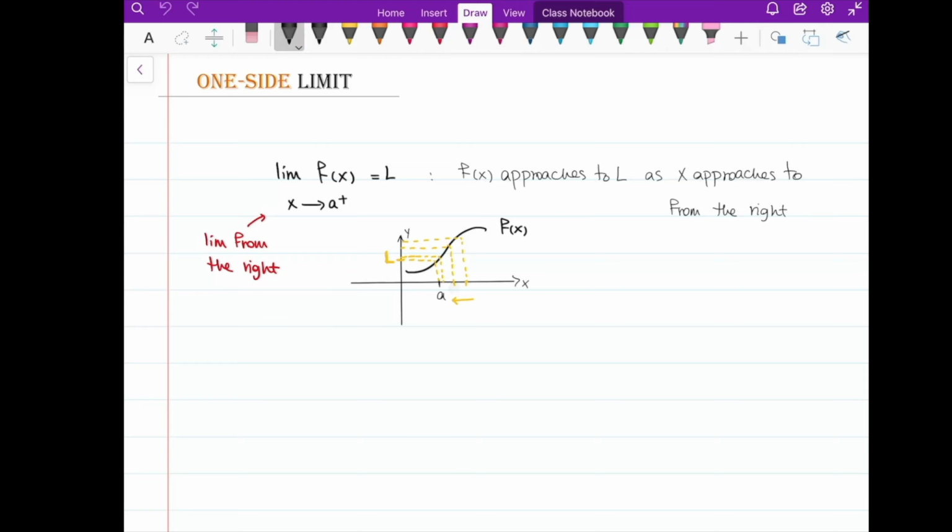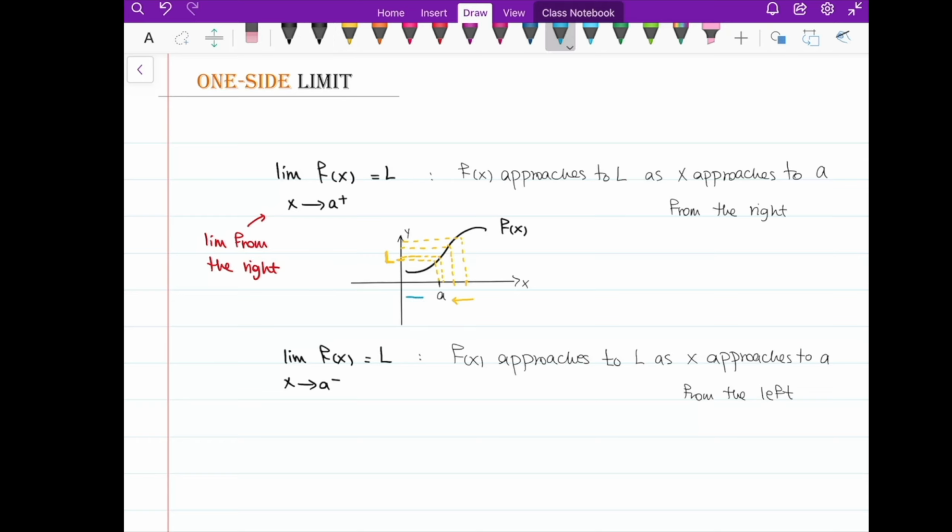Now if I write that the limit of f of x as x approaches a from the left is equal to L, then it means that f of x approaches L as x approaches a from the left, which means that we are approaching a from the left-hand side, and then we are going to put the values that are less than a if we want to calculate the limit using the table. So this is called the limit from the left, or the left limit.